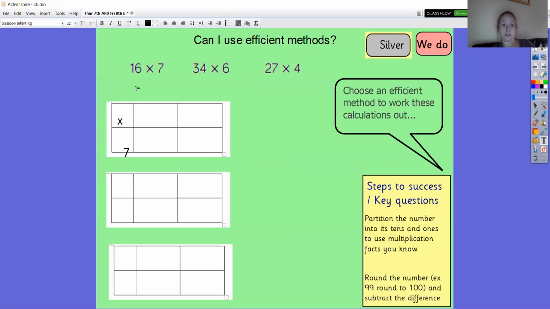So in this number, there's 10 in the 10s column. I'll put them in the box in a minute. And there's 6 in the 1s column.